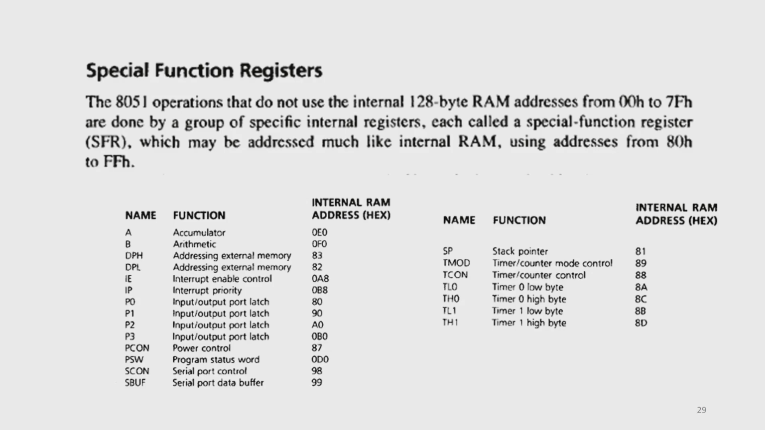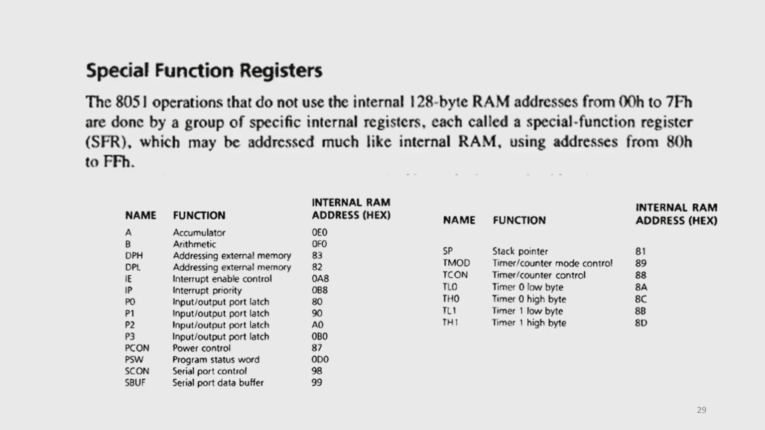The first register is the accumulator. The internal address for the accumulator is E0, and then there is the B register, and the data pointer, which can be separated into DPH and DPL, addressed as 83 and 82. The interrupt registers are interrupt enable control and interrupt priority. And we have 4 ports, P0, P1, P2, P3, and these ports can also be addressed as registers with the internal addresses 80, 90, A0 and B0.